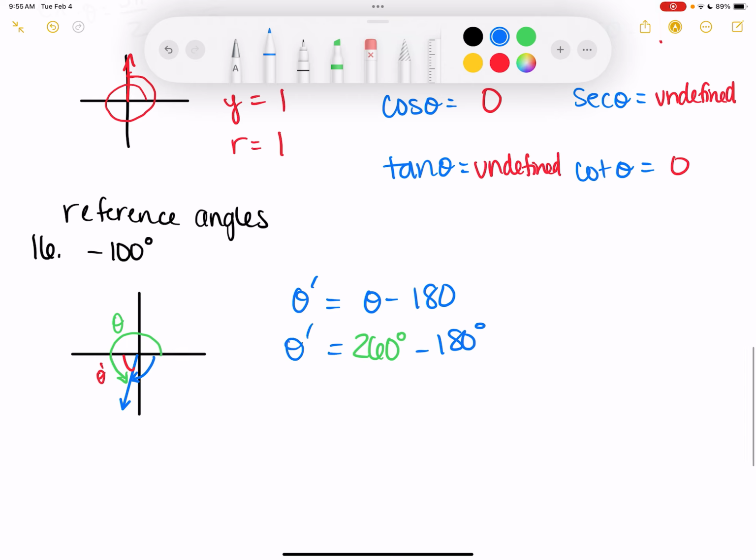So theta prime equals 80 degrees. What was the question asking again? It said to sketch the angle and find its reference angle. Okay, so theta prime is the reference angle.